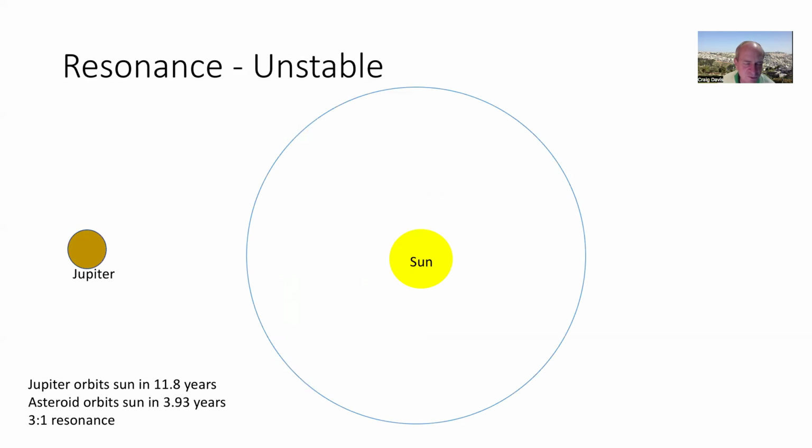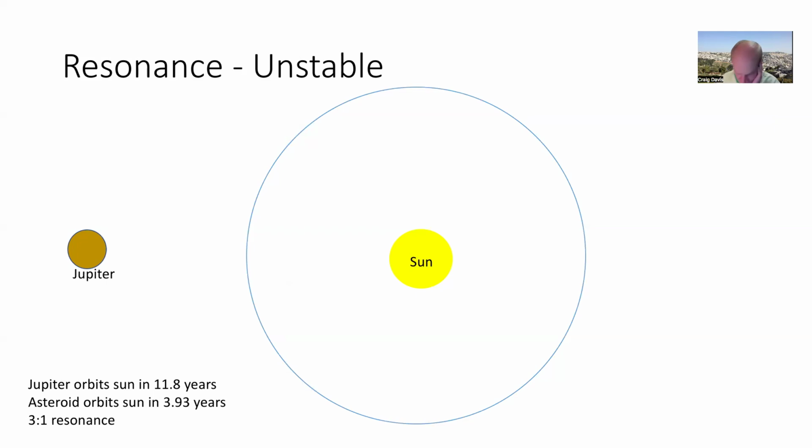Let's assume that here's a picture of the sun and there's a picture of Jupiter, and we've got an asteroid that orbits the sun in exactly 1/3 the time that Jupiter orbits the sun. So there's an exact 3-to-1 resonance. Well, the problem is that when the asteroid gets closest to Jupiter, it's always on exactly the same side as the sun.